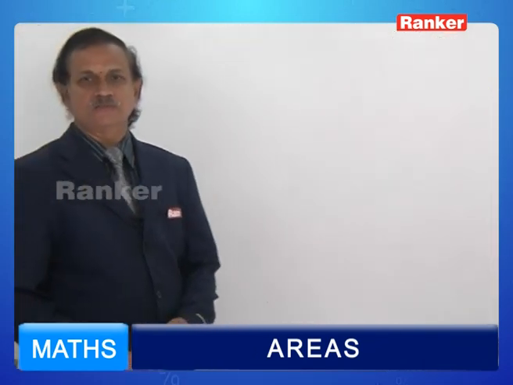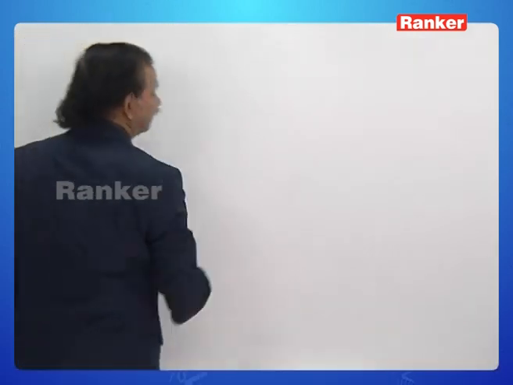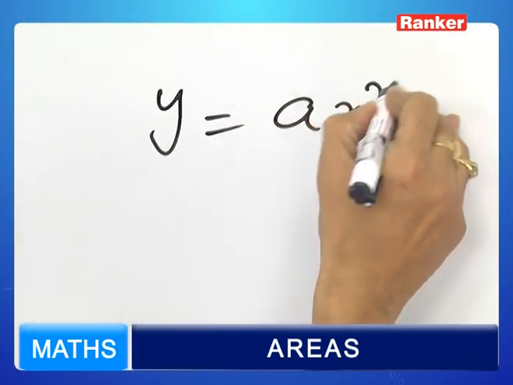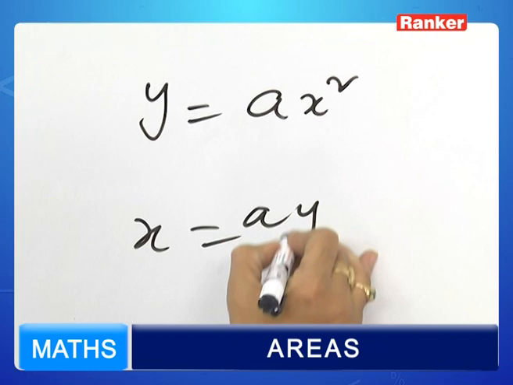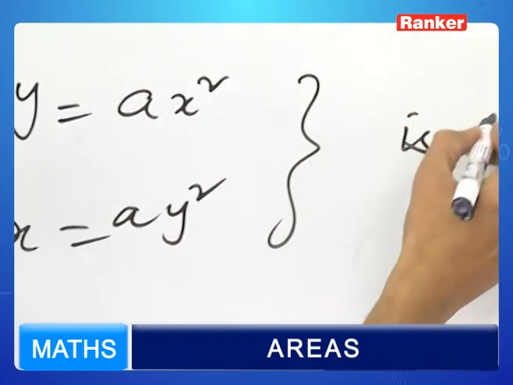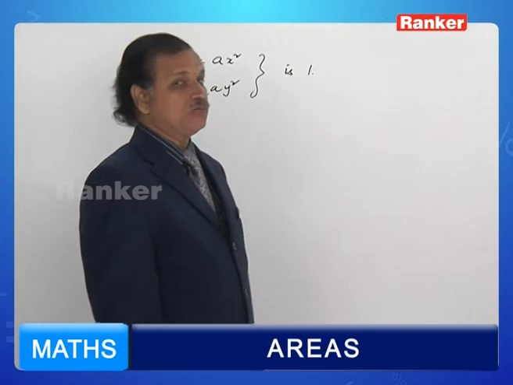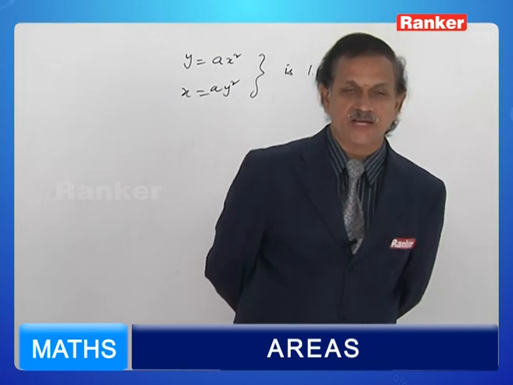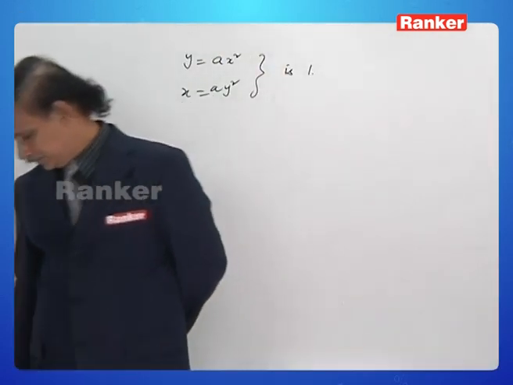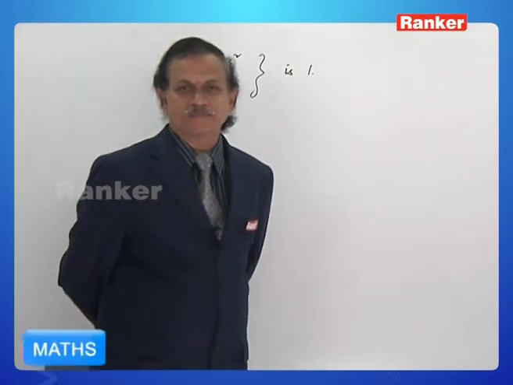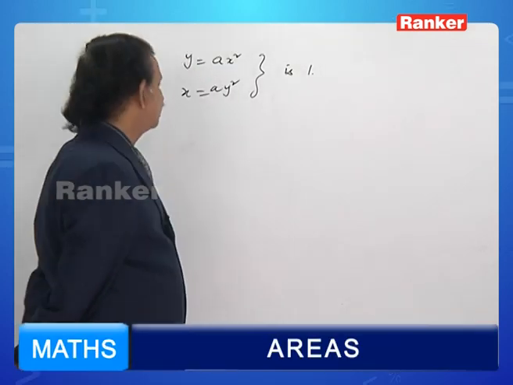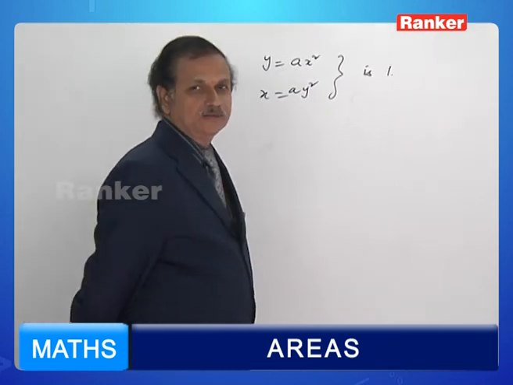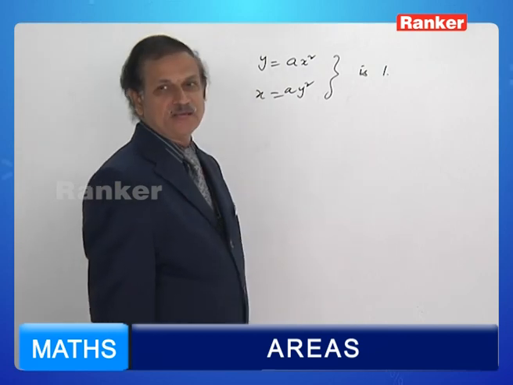The next question is: the area bounded between the two parabolas y is equal to ax square and x is equal to ay square is 1. Find the value of a, he is saying. Think of the problem. There are two parabolas, y is equal to ax square and x is equal to ay square. The area bounded between them is 1.